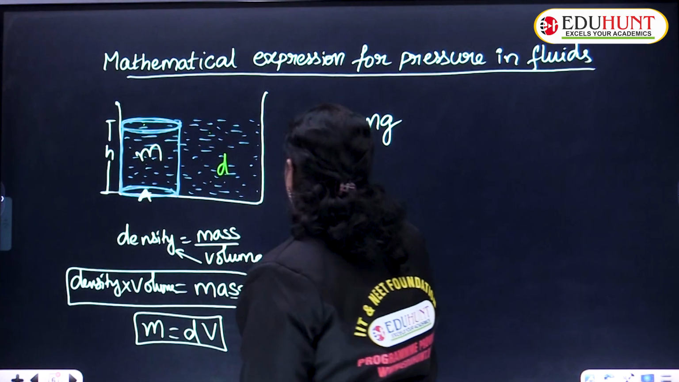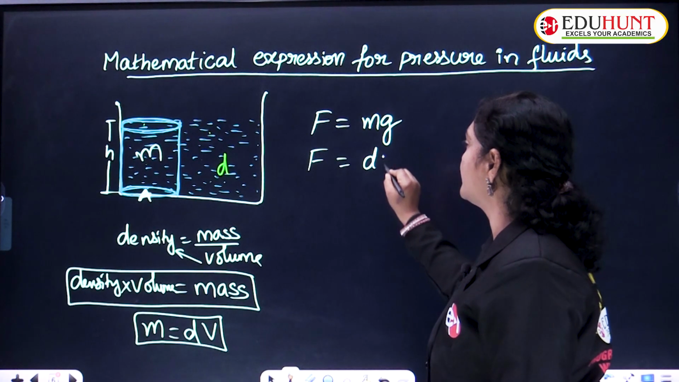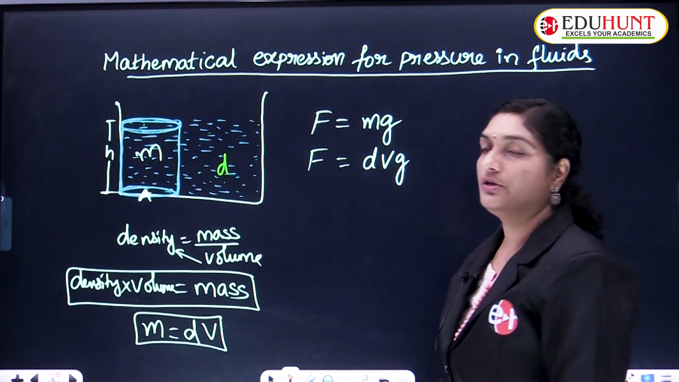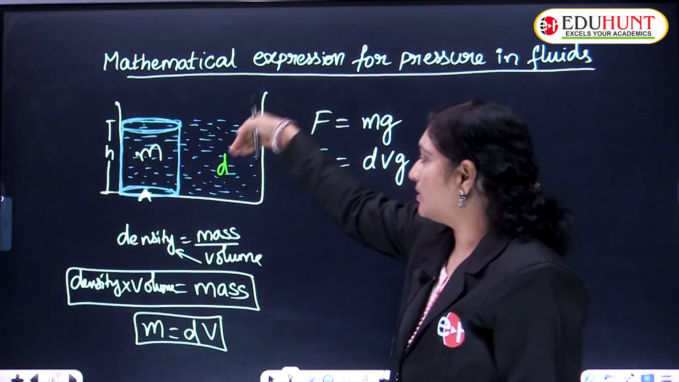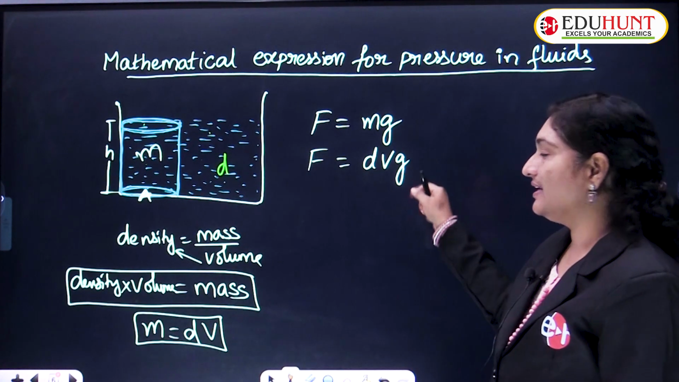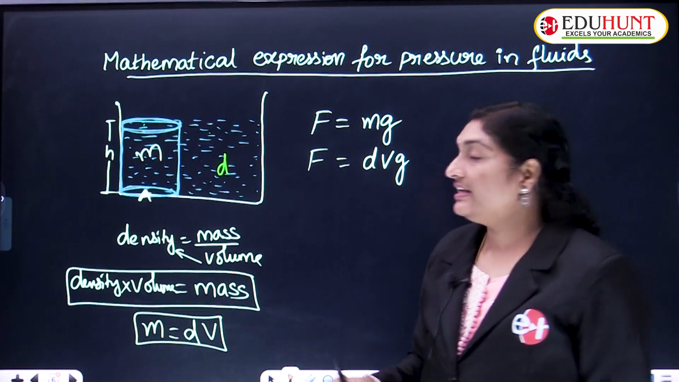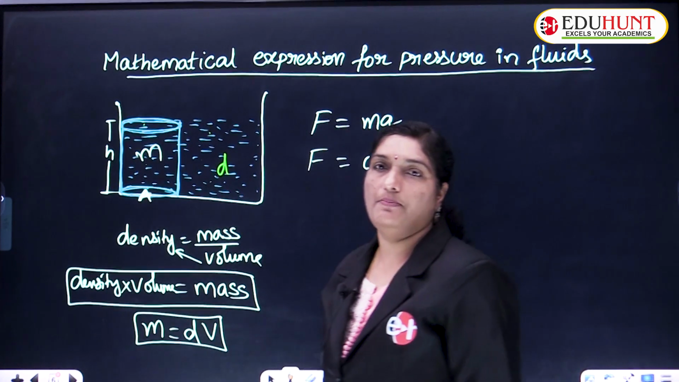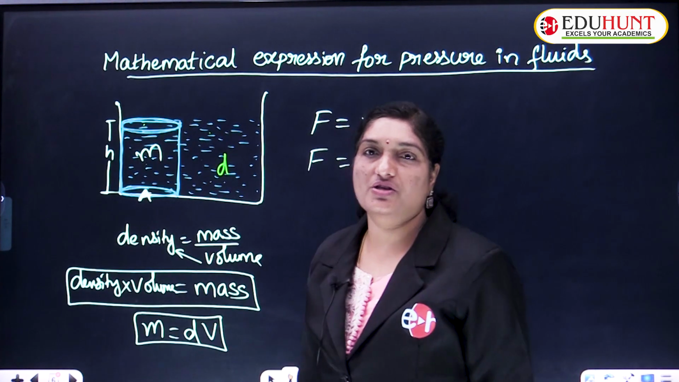Let us replace the same here. So F equals, instead of mass, I can write density into volume into g. So what is the formula, children? The force acting on the bottom of the beaker is given by dVg. So what is V here, children? Volume. If you consider this cylindrical portion, what is the volume of this complete cylindrical portion?